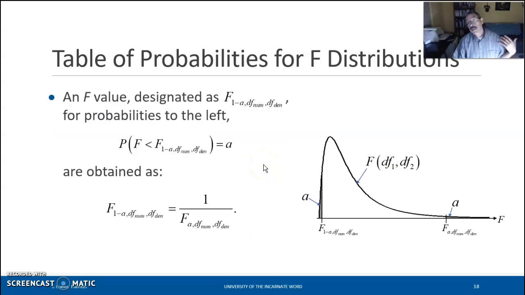All right, so if the test requires the F value on the lower end of the distribution for the same probability A, we call this F value, to distinguish it from this one, F sub 1 minus A, with the degrees of freedom for the numerator and for the denominator. And we distinguish it as 1 minus A because this distribution is not symmetric, so these two values are not equal. The lower value for the same probability is not the same as the upper value for the same probability. So we need to calculate them separately.